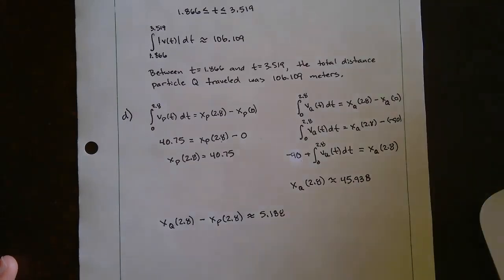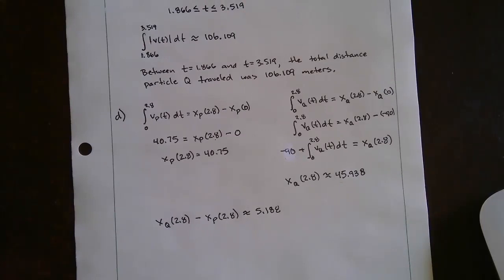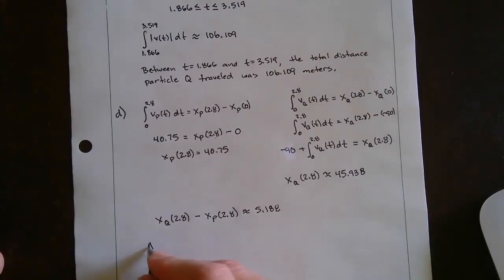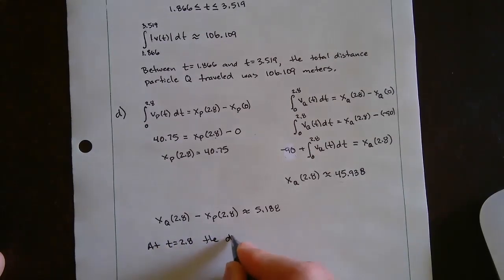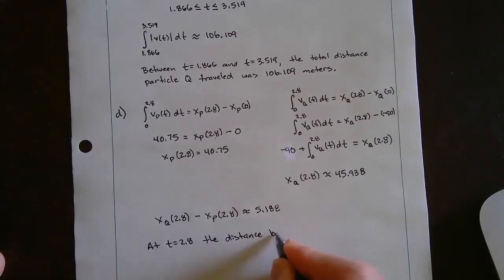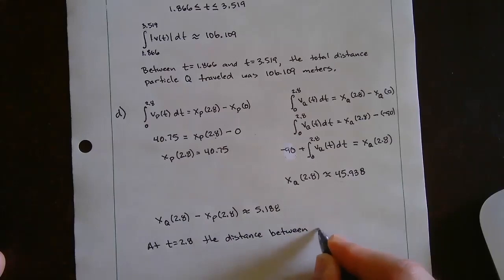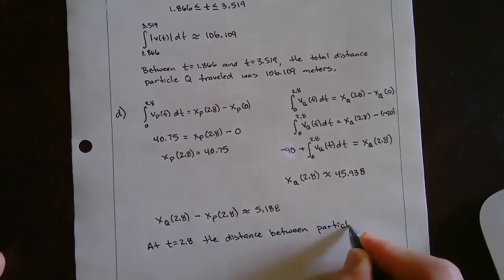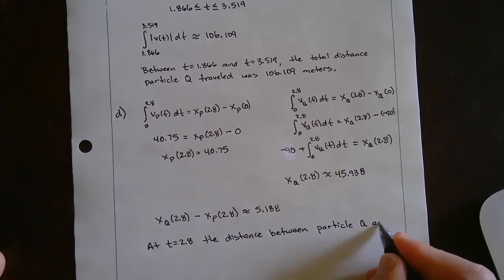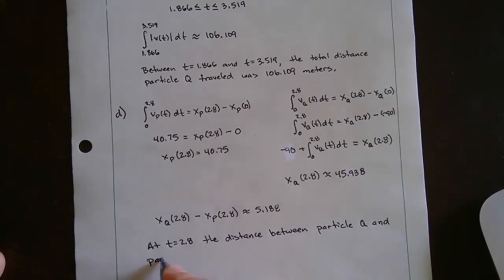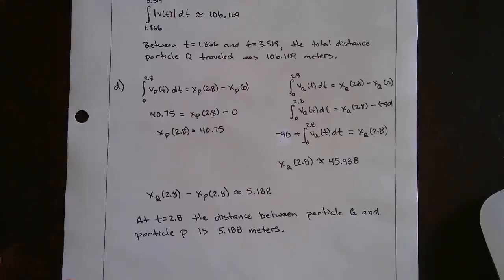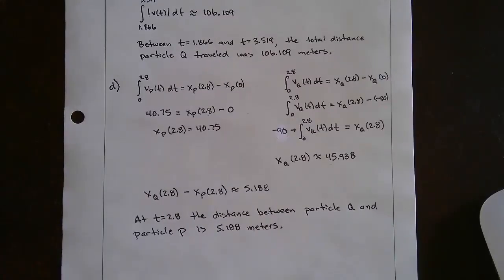Let's write the question up. It asks to approximate the distance between particles P and Q at t equals 2.8. The distance between particle Q and particle P is 5.188 meters. That's the answer to part D, and we are done with another problem.